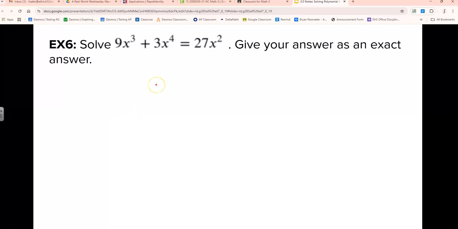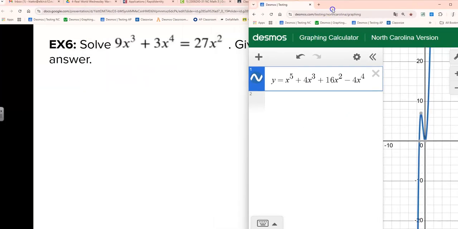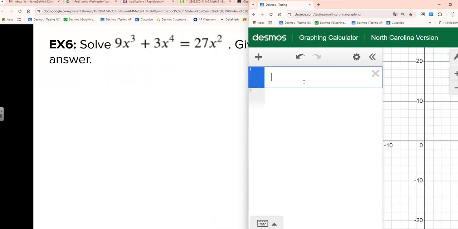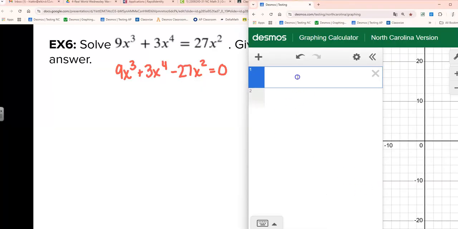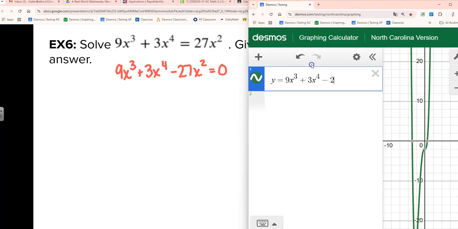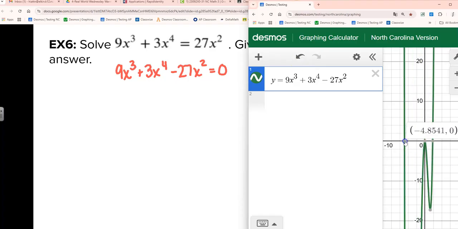So we're skipping through. I think this one graphs also. I'm pretty sure. So here. Let's graph on this one instead. So if I graph this one, I would need to move that 27x squared to the other side. So 9x to the third plus 3x to the fourth minus 27x squared would equal 0. So if I graph that, y equals 9x to the third plus 3x to the fourth minus 27x to the second.